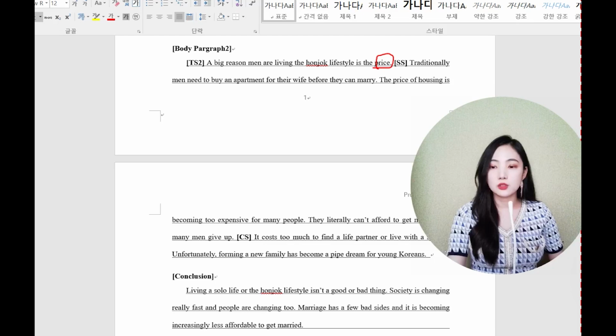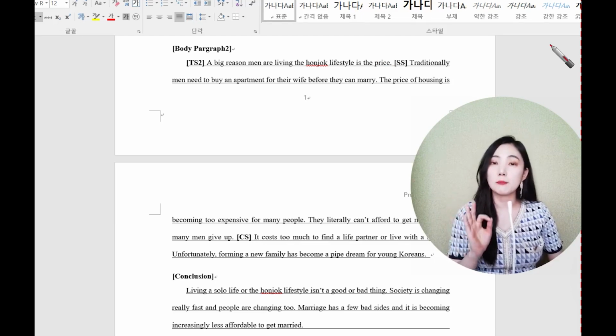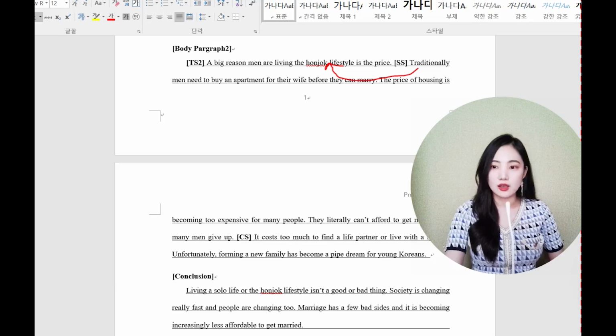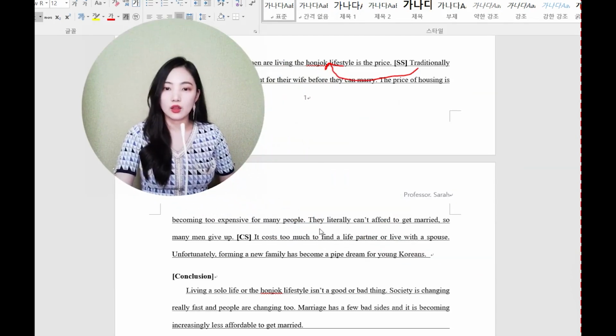So you can simply notice that first body paragraph was focused on a woman's choice, and body paragraph 2 is focused on men's life. So it's kind of divided into two parts. And my supporting sentences are actually very directly related to my TS, and they are the examples, details, explanations, and adjectives of my TS. Let's keep reading it. They literally can't afford to get married, so many men give up.